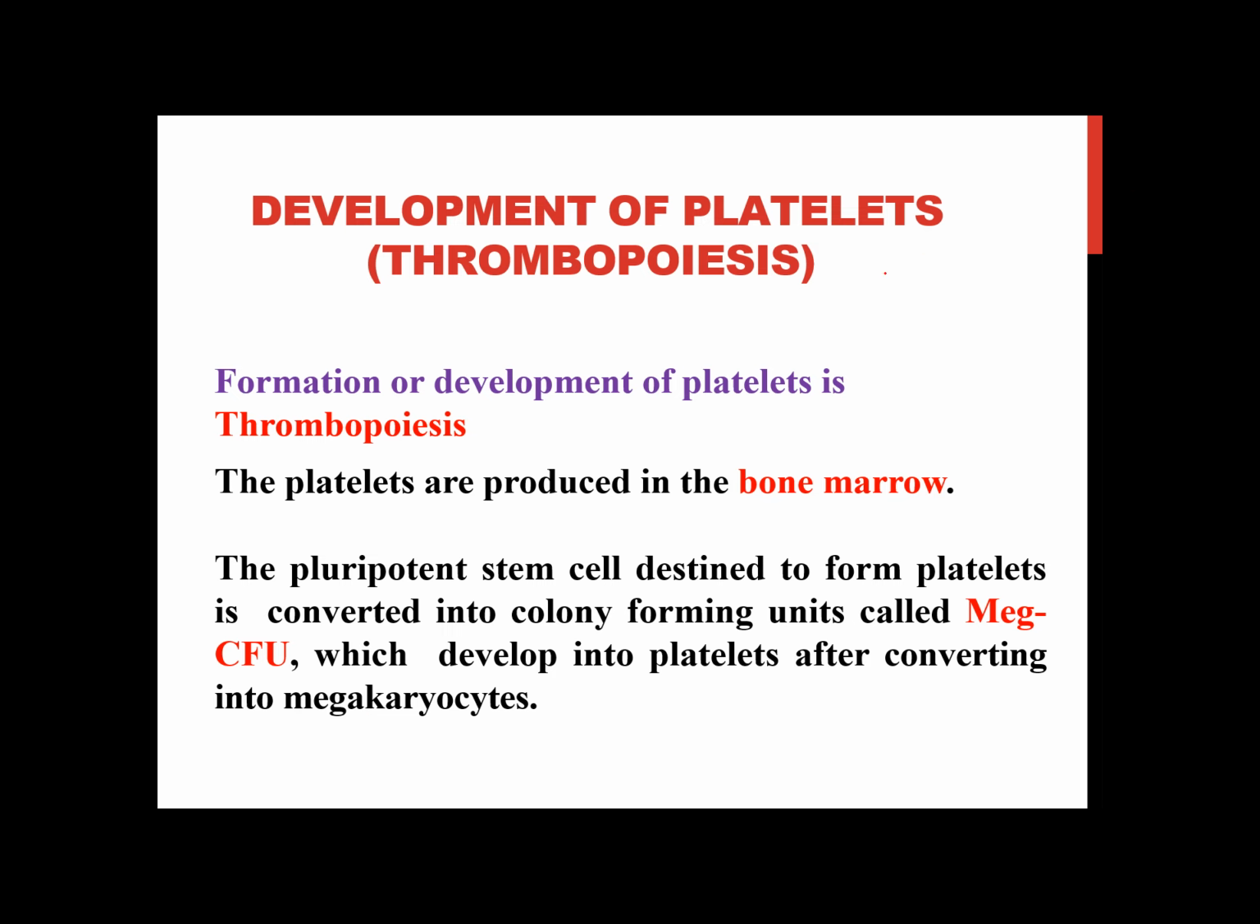So if you still remember, class, this is your pluripotent stem cell. One cell line would become a MEG-CFU. That MEG-CFU would further develop into a megakaryoblast, promegakaryocyte, and megakaryocyte, and so on.